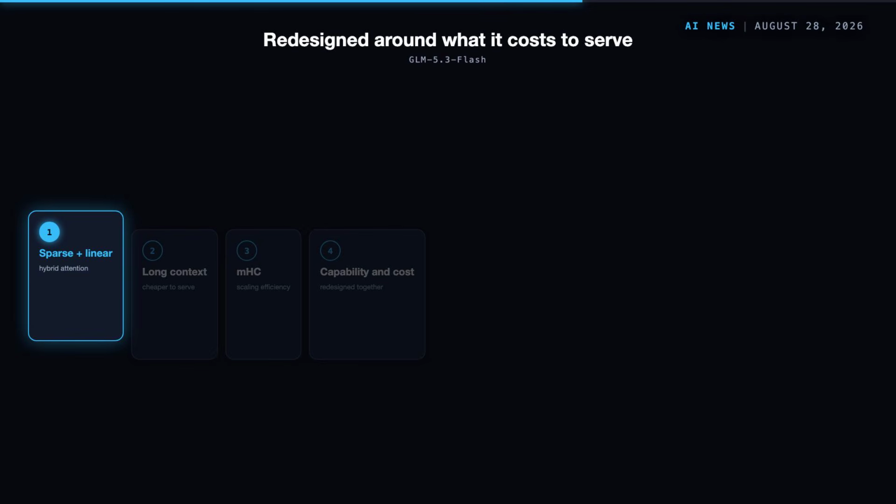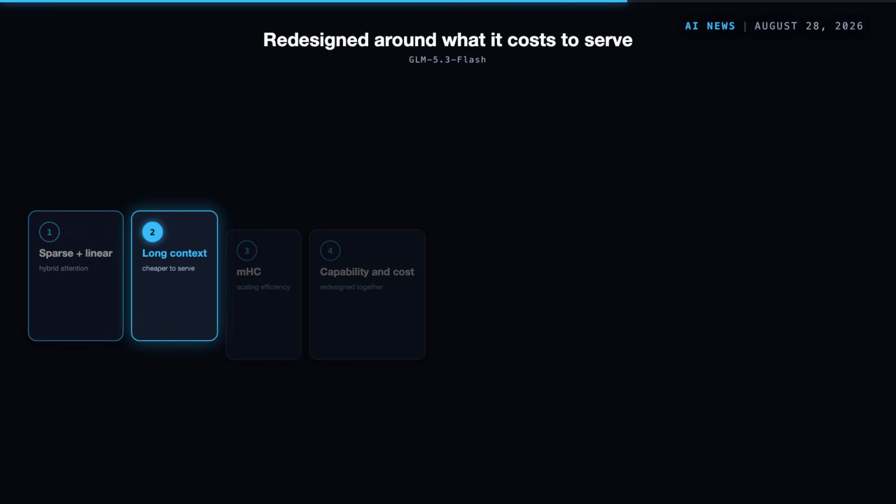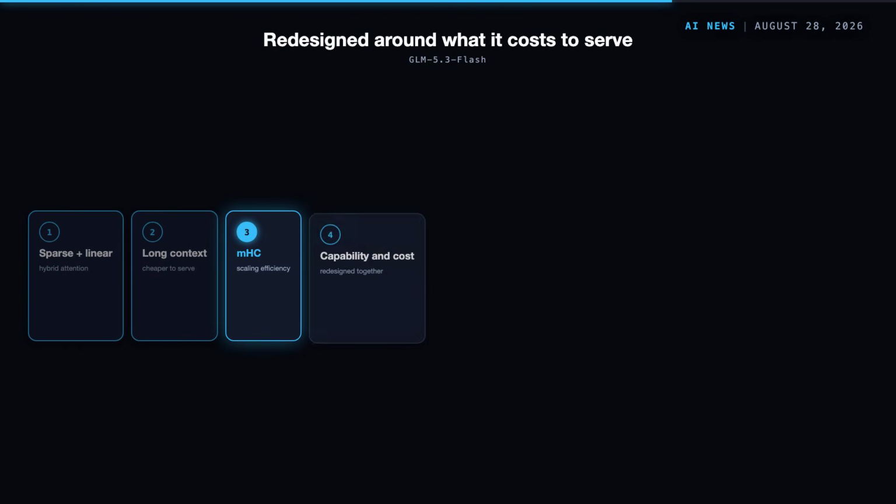Now to why it is cheap. Zhipu describes a hybrid design that mixes sparse attention with linear attention. The stated purpose is to cut what it costs to serve a very long context. There's also a scaling trick they call manifold constrained hyperconnections. The card frames the whole release as a redesign around capability and efficiency together.